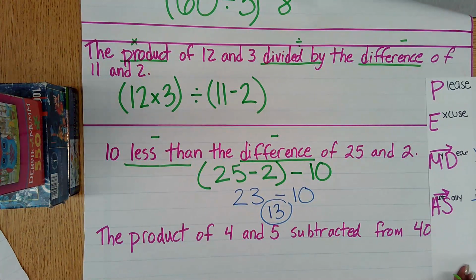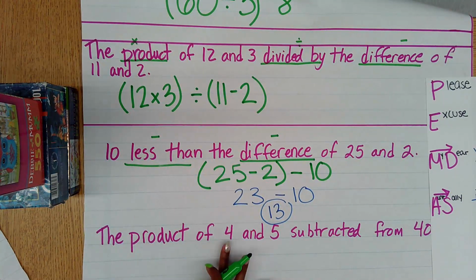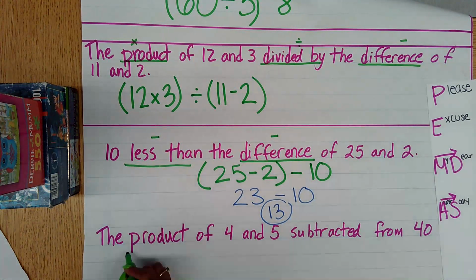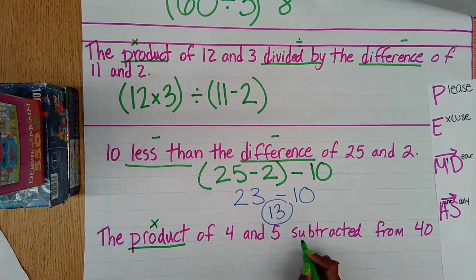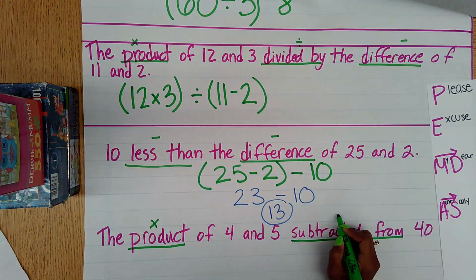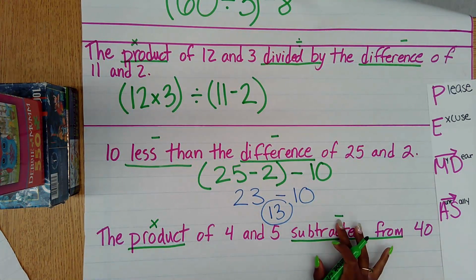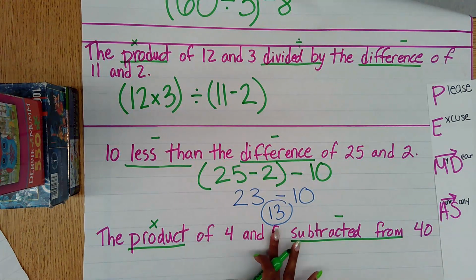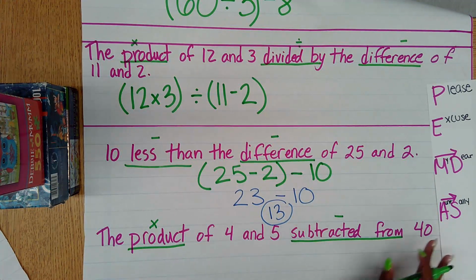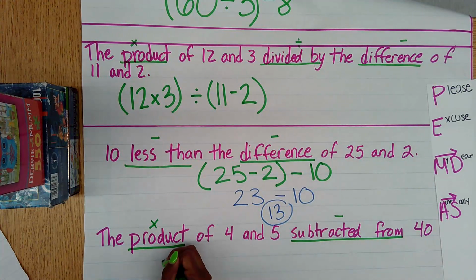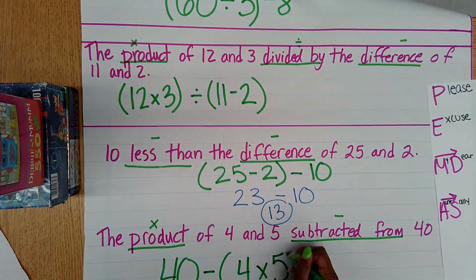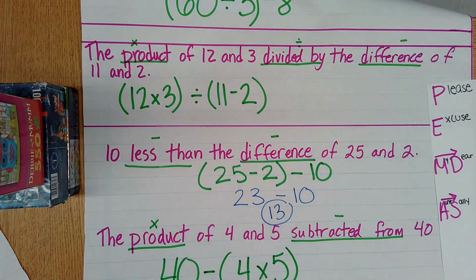All right, our next example, the product of 4 and 5 subtracted from 40. Product is the answer to multiplication. Subtracted from tells me that I'm going to be doing subtraction, but I'm going to take whatever my answer of 4 times 5 is, taking that away from 40. So I'm actually going to put my 40 first. 40 minus my 4 times 5. And then again, I can solve using my order of operations.